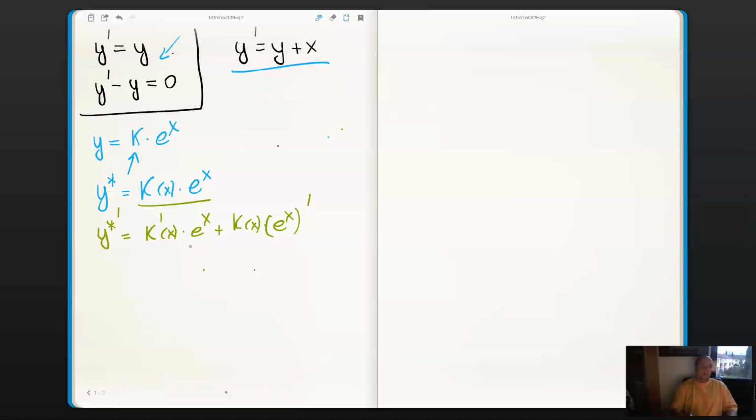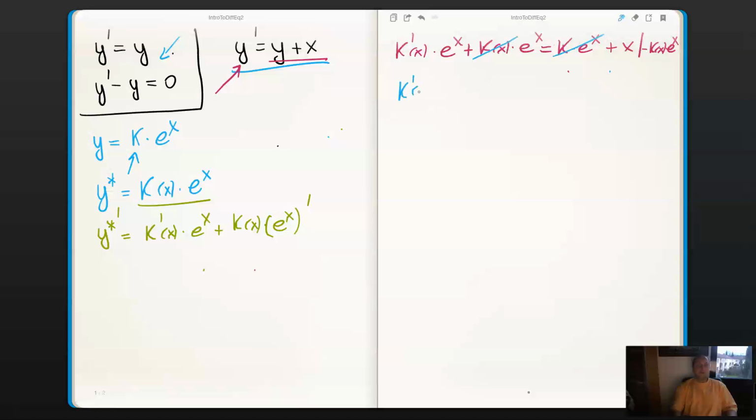So let's see. This is y star prime, which we can put this way. That would be the left-hand side, and this is the right-hand side. So we would have k prime of x times e to the power of x plus k of x times e to the power of x, which is going to be equal to y, which is k times e to the power of x, plus x. So what we're doing now, we're subtracting on both sides k of x times e to the power of x, as you can see. So this is gone and this is gone. And what we have now is k prime of x times e to the power of x equals x.